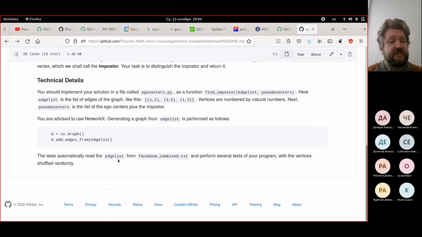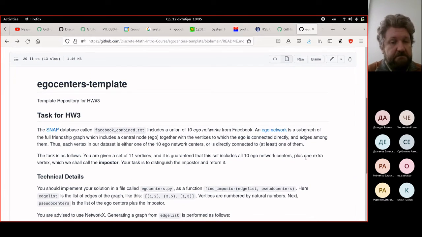The tests automatically read the edge list from facebook_combined and perform these tests on your program with the vertices shuffled randomly. You can just find out what the imposter is manually somehow, but you cannot hard code it, because in the tests the vertices will be shuffled.